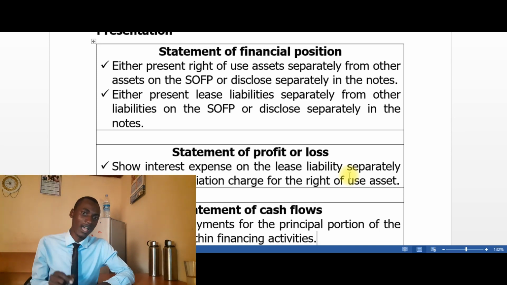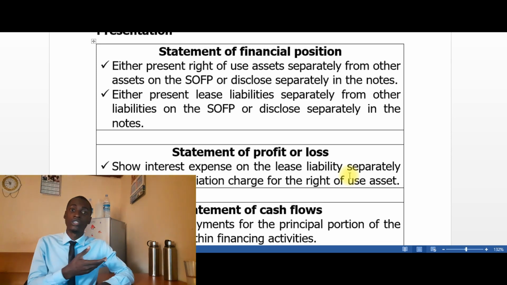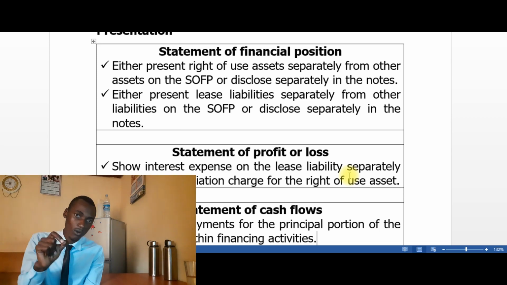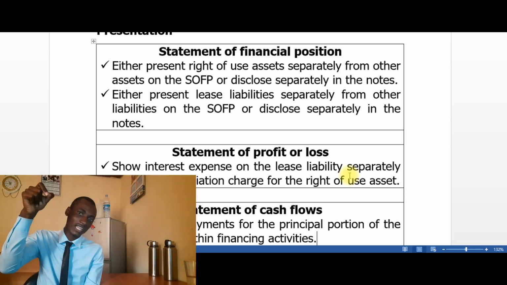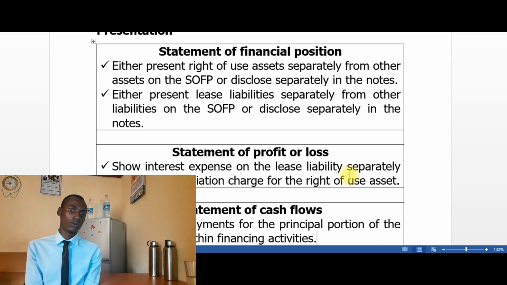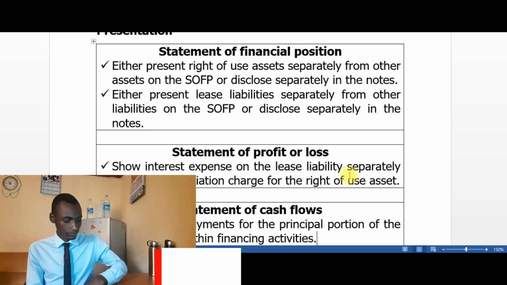So you have to master how to initially measure the right of use asset as well as the lease liability, because that is a very key area. You can do all the calculations, but at the end you may find that you have wrong calculations because of initially coming up with the wrong right of use asset as well as the lease liability. So take note of that always.